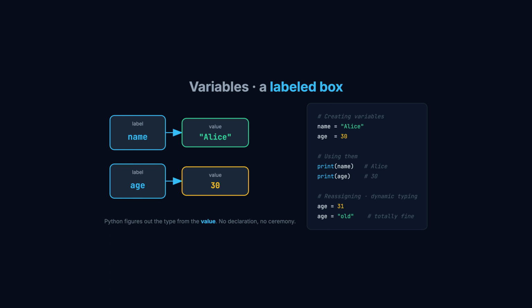One tripwire before we move on. The single equals sign in Python does not mean is equal to. It means assign this value. Read name = "Alice" as name gets the value Alice. When we actually want to test equality, is this value the same as that value, Python uses a double equals sign. We will see that in beat 7. For now, single equals, one direction, right to left.